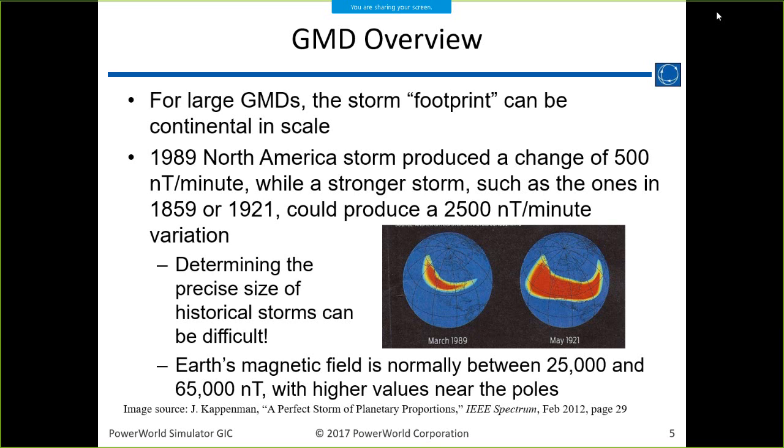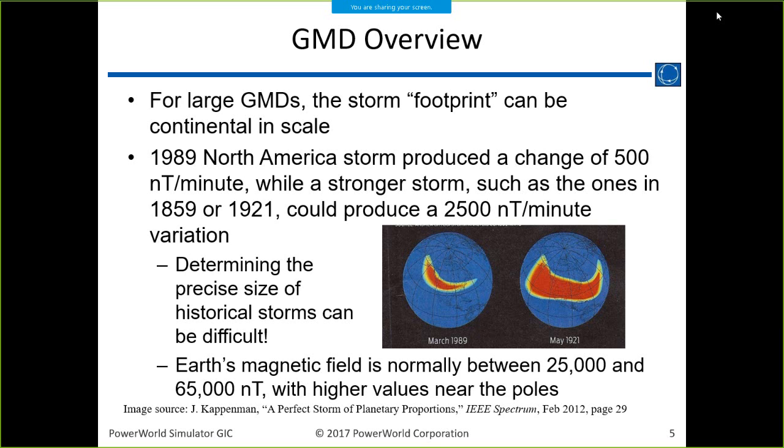And what they found is they could actually operate the telegraph lines without their batteries. So they knew how many volts they were getting on the line, even though in 1859 they didn't use the term volts. We were able to convert it back to what would be volts, so that allowed us to estimate this storm size. But there's a lot of estimation here.